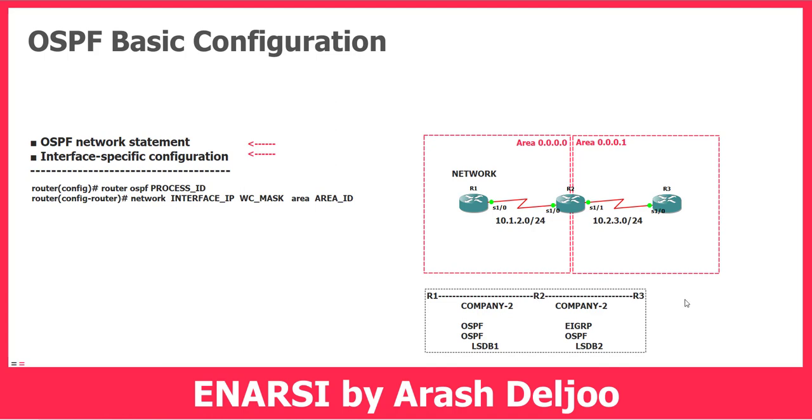This is possible. You know that in this class we will learn about a concept we call redistribution. In the redistribution concept, you can import routes from one routing protocol to another protocol. In this class we will learn about redistribution. For example, you can connect one EIGRP network to one OSPF network, or two OSPF networks to each other. This is possible, but by default, the routes learned from OSPF process 2 do not propagate to OSPF process 1.